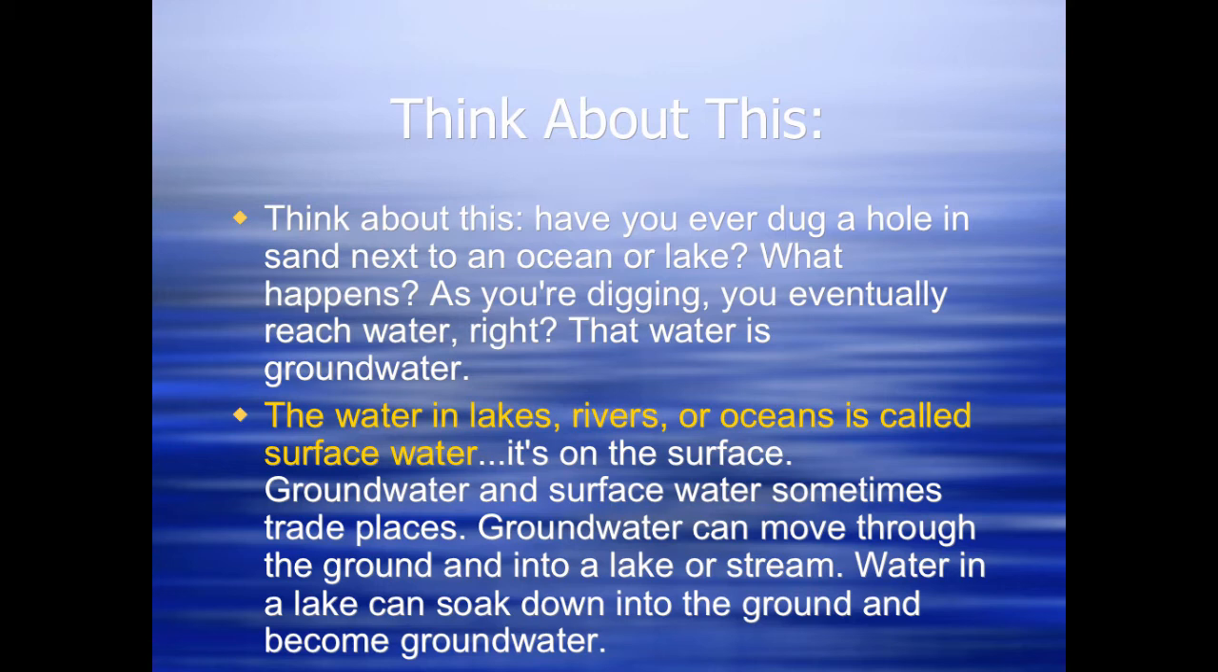Groundwater and surface water sometimes can trade places. Groundwater can move through the ground and it can move into lakes and streams. Water in the lakes can also soak down into the ground and become groundwater. So think about a long time ago when people had wells. What would happen is they would dig a hole hundreds and hundreds of feet or maybe just a few feet, depending on where they were located, until they would hit the groundwater. So wells were made, and well water is groundwater. Rivers, streams, lakes, that is surface water.